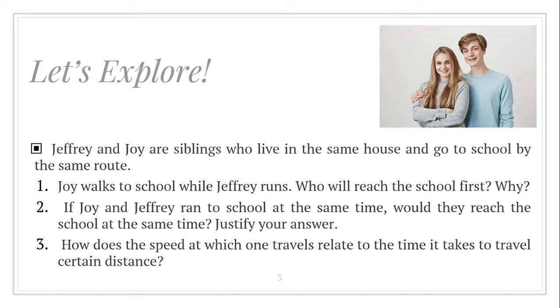So first, Jeffrey and Joy are siblings who live in the same house and go to school by the same route. The first question is, Joy walks to school while Jeffrey runs. Who will reach the school first and why? Second question is, if Joy and Jeffrey run to school at the same time, would they reach the school at the same time? Justify your answer. The third one is, how does the speed at which one travels relate to the time it takes to travel a certain distance?